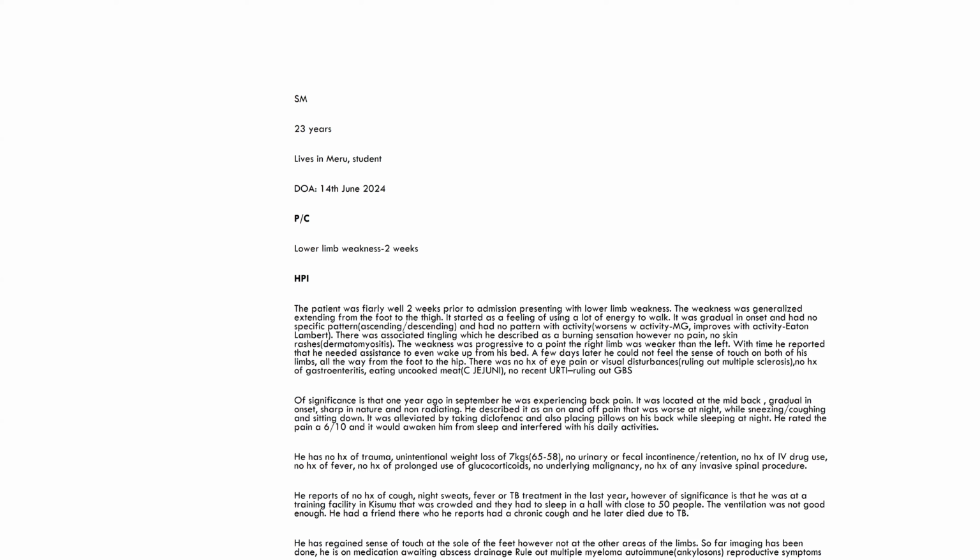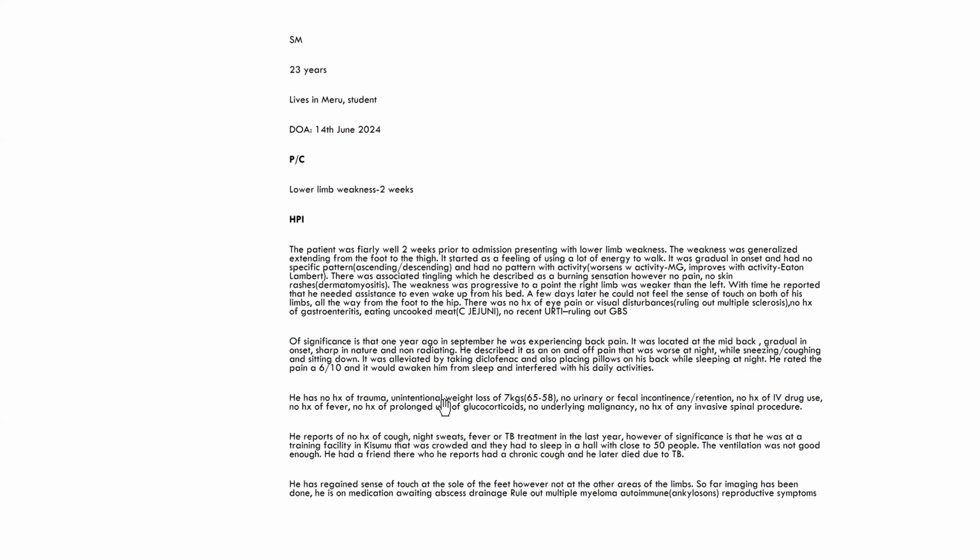There was associated tingling, which he described as a burning sensation. However, no pain, no skin rashes. The weakness was progressive to a point. The right limb was weaker than the left. With time, he reported that he needed assistance to even wake up from his bed. A few days later, he could not feel the sense of touch on both of his limbs, all the way from the foot to the hip. There was no history of eye pain, visual disturbances, no history of gastroenteritis, eating uncooked meat, no recent upper respiratory tract infection. Of significance is that 1 year ago in September, he was experiencing back pain.